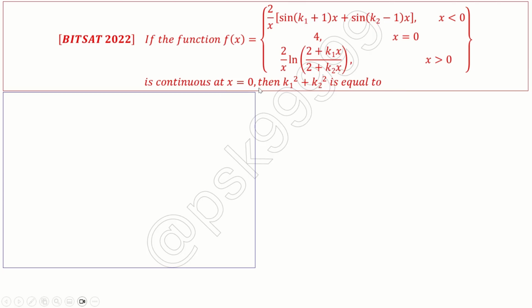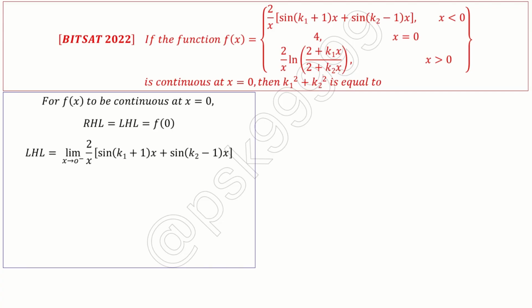Once it is given that it is continuous at x equal to 0, you consider LHL equal to RHL equal to f of 0. This is most important. Derive the values of the variables from this. First let us see the LHL. LHL is limit as x tends to 0 minus. 0 minus means x is negative, so I should take this function definition, correct? So 2 by x into sin of (k1 plus 1)x plus sin of (k2 minus 1)x. Which I can rewrite in this form.